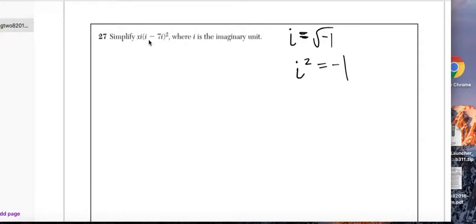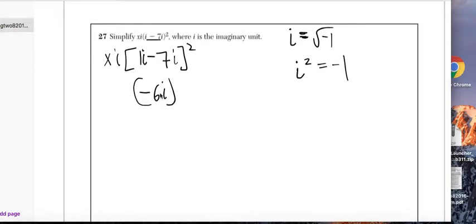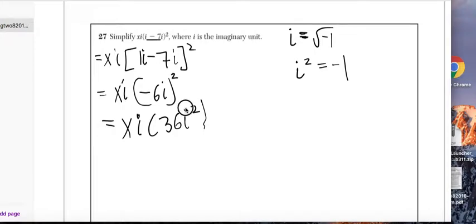So instead of distributing, let's take this shortcut, guys, where we have xi. I'll put a 1 in front of this i for the coefficient. 1i minus 7i squared. I could have used parentheses instead of brackets, but 1 minus 7 is -6. So this becomes -6i squared. Now, we bring down the xi. When I square -6i, guys, -6 times -6 is positive 36. And then I square i to get i squared. Let's just use the fact that i squared equals -1 and rewrite this as xi times 36 times -1.